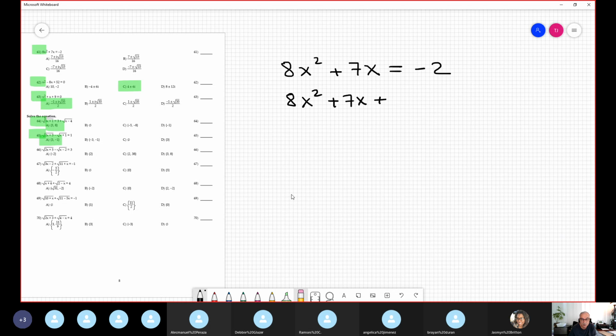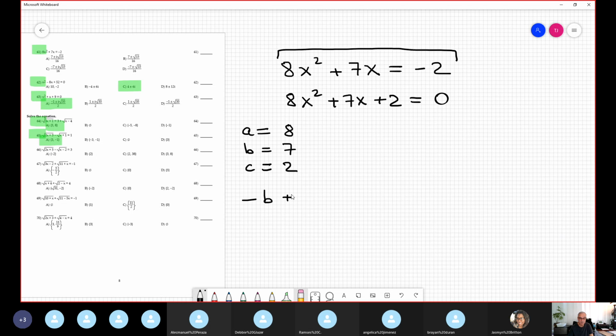So I move everything to the left. Now it's ready. At this moment you can determine who is A, who is B, and who is C. A is 8, B is 7, and C is 2. Don't get confused and say C is negative 2, that's wrong. Now let's apply the formula.